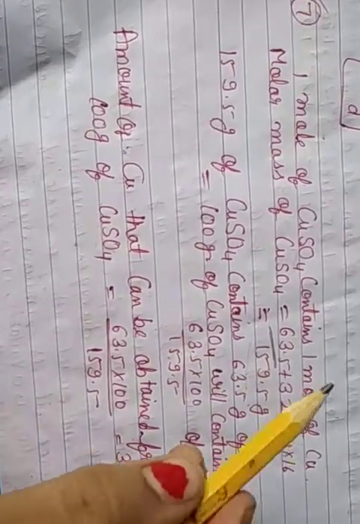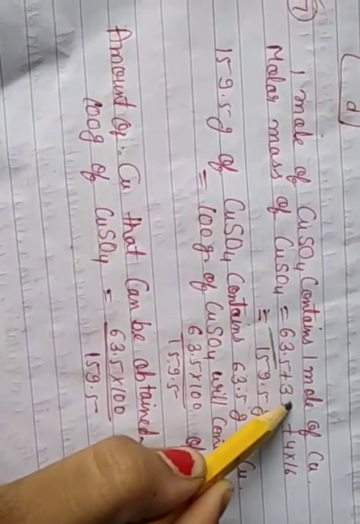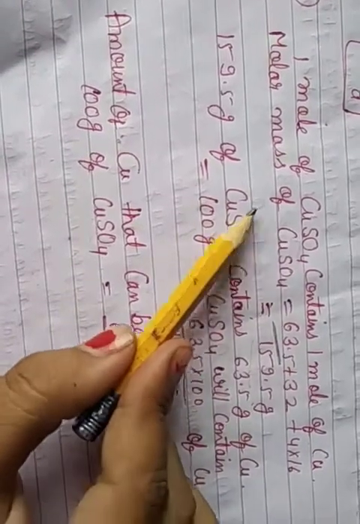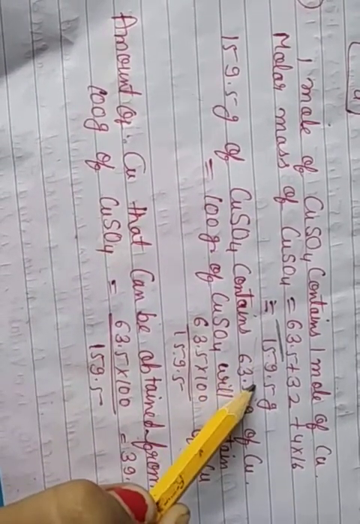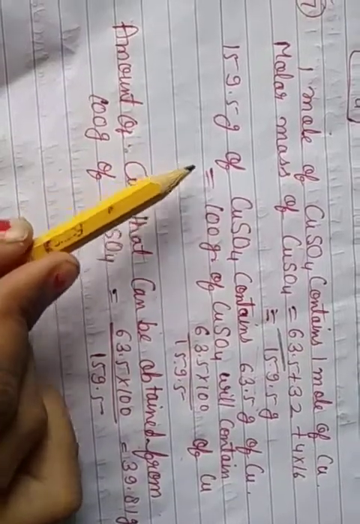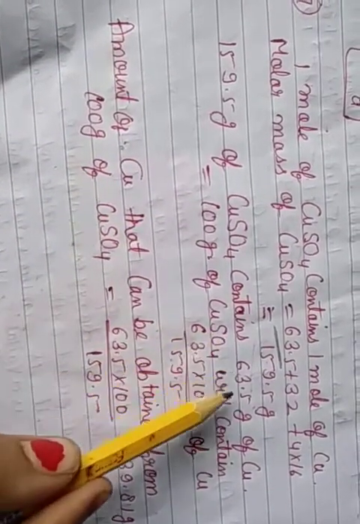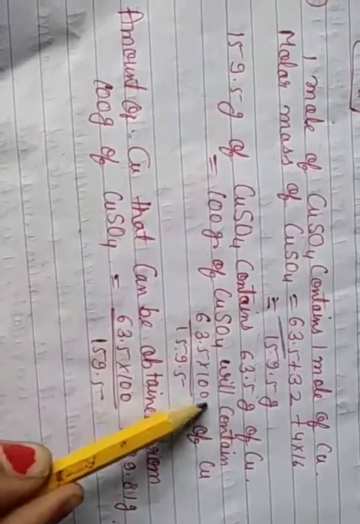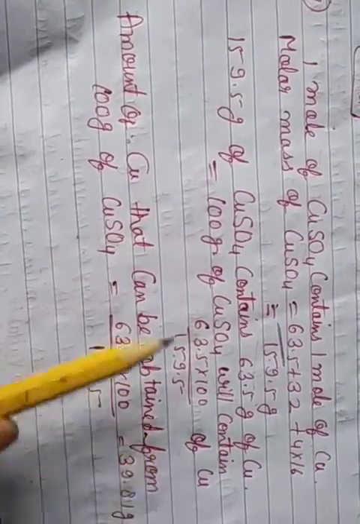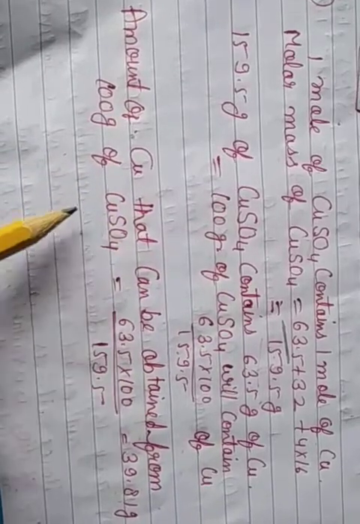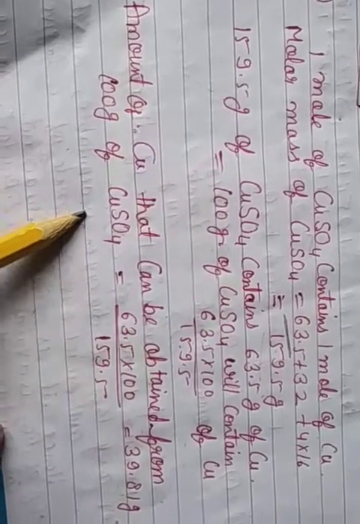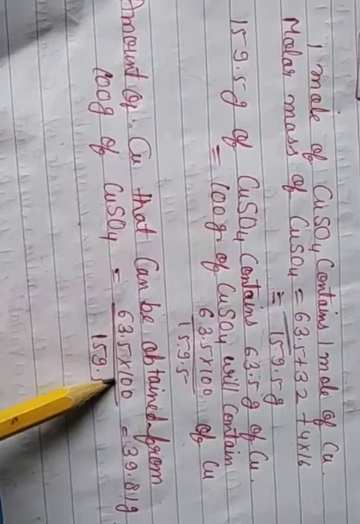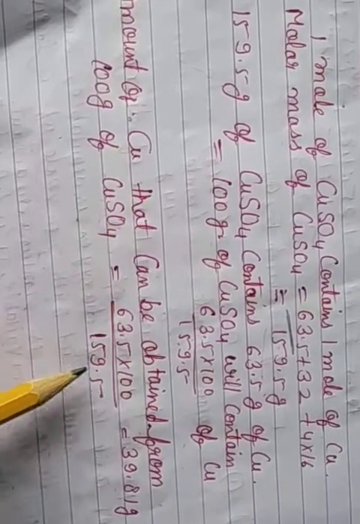So 1 mole of the copper sulfate contains 1 mole of copper. Molar mass first find, 159.5 gram. Then 159.5 gram of copper sulfate contains 63.5 gram of copper. So 100 gram of copper sulfate will contain this much copper. So the amount of copper that can be obtained from 100 gram of copper sulfate is 63.5 multiplied by 100 divided by 159.5, equal to 39.81 gram.